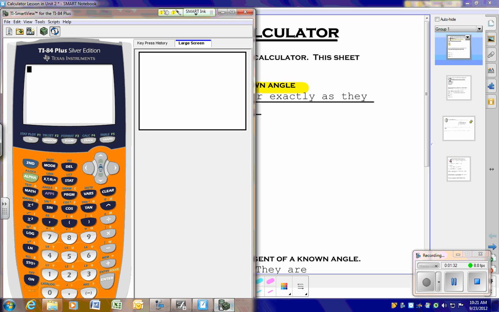On your calculator, and if you don't have your calculator, pause this and run and get it. But on your calculator, the first thing to check is to make sure that you have the correct mode set. So you're going to hit your mode key.